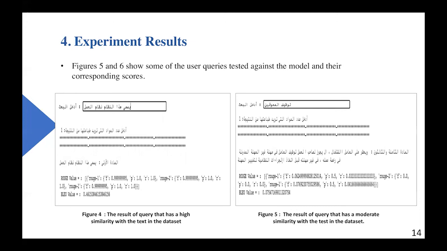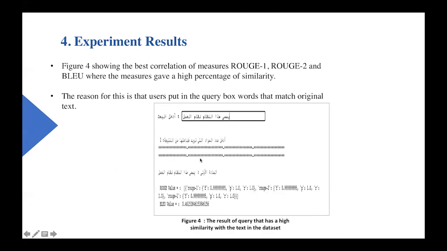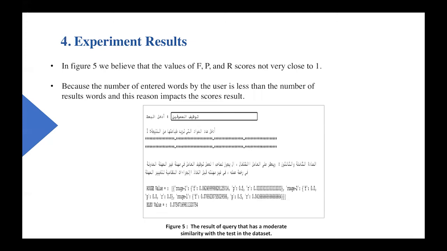Figures 5 and 6 show some of the user queries tested against the model and their corresponding scores. Figure 4 shows the best correlation of the measures ROUGE-1, ROUGE-2, and BLEU, where the measures gave high accuracy of similarity. The reason for this is that users put in the query box words that match the original text. In Figure 5, we believe that the values of the F1 score, precision, and recall are not very close to 1, because the number of words entered by the user is less than the number of words in the result, and this impacts the scores.